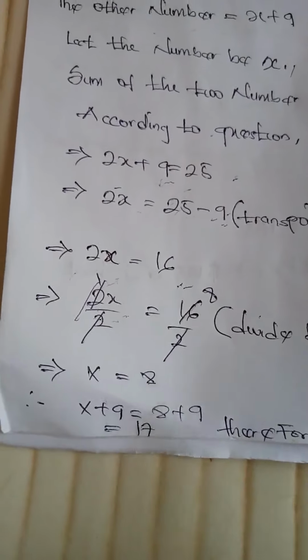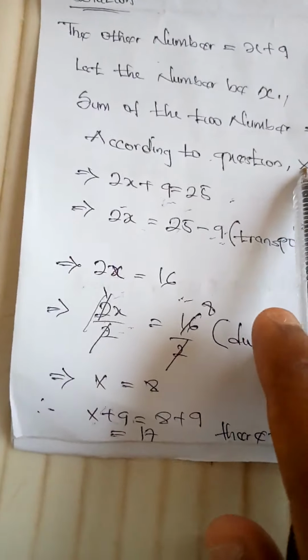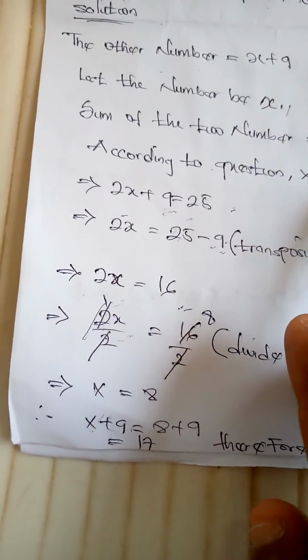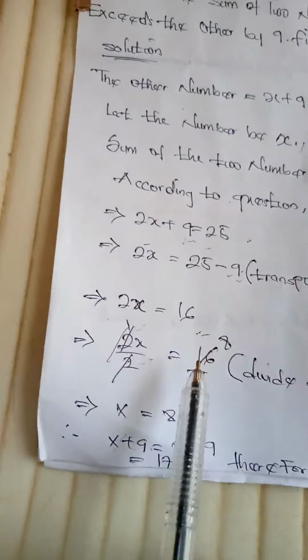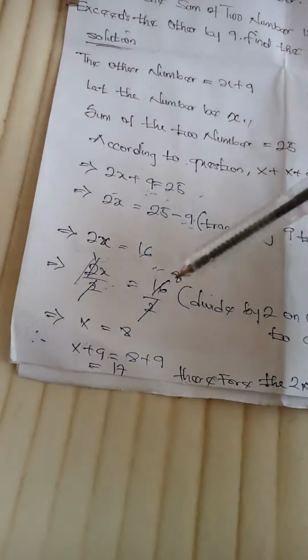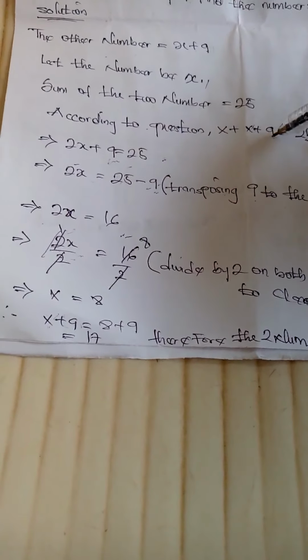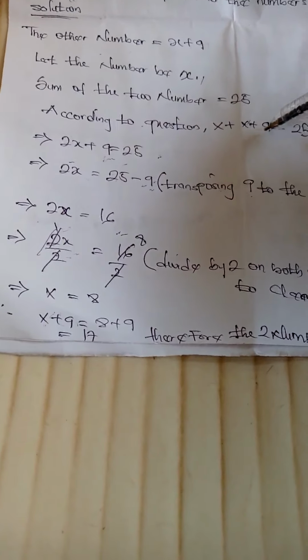So now, x plus 9 equals 8 plus 9. We have found our x. Carry this x and put it here. So 8 plus 9 is 17. We have found our two numbers. Therefore, the two numbers are 8 and 17. When we found the first number, we just carried the 8 we found and put it where you see x, so you get the second number, 17. So the numbers we got are 8 and 17.